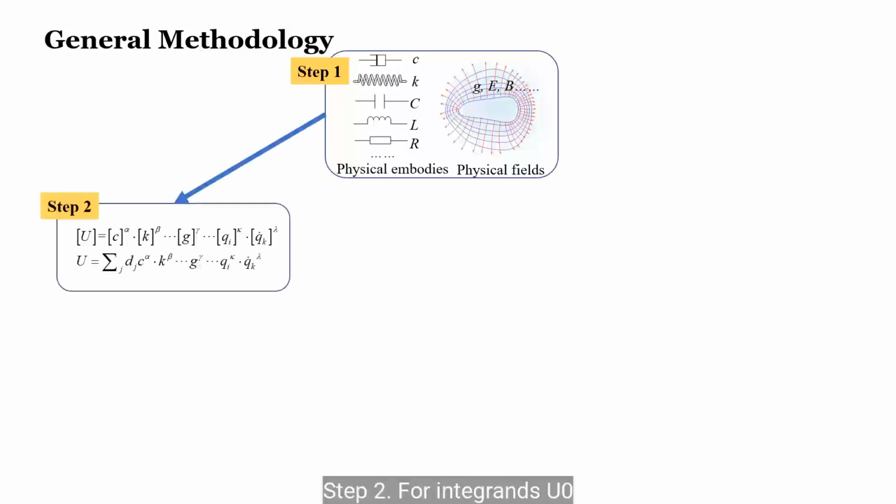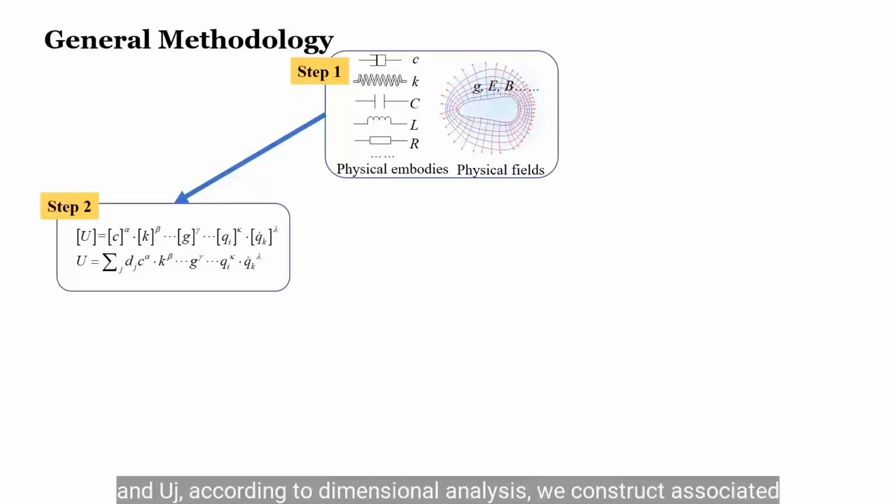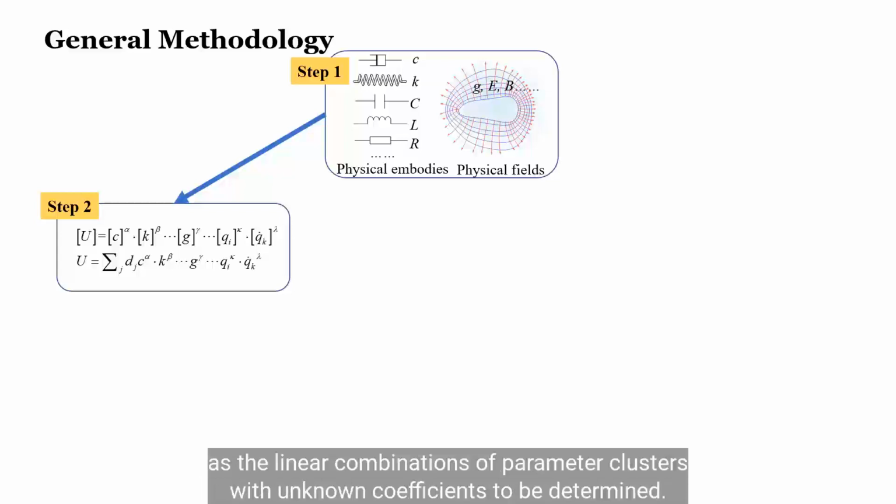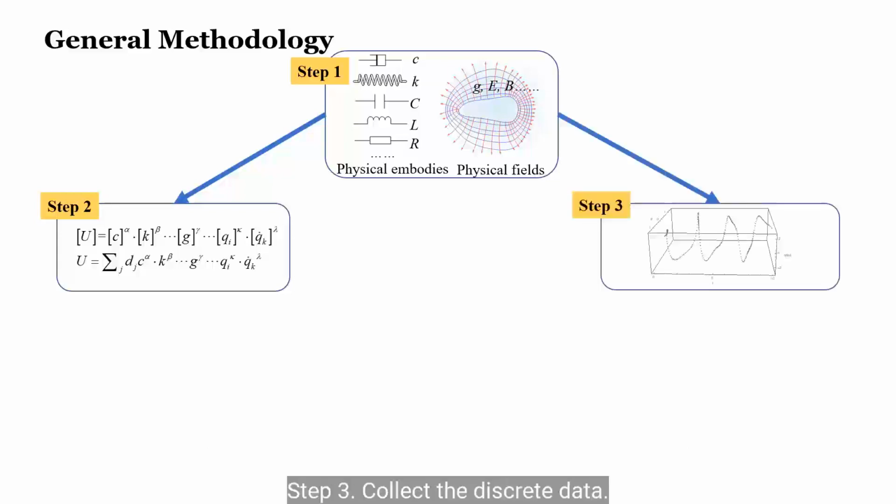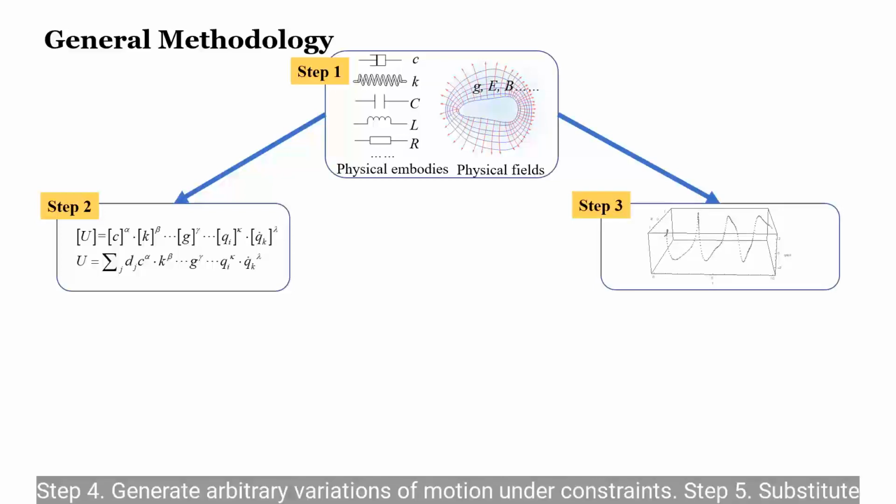Step 2. For integrands U0 and Uj, according to dimensional analysis, we construct associated parameter clusters constituted by system attributes, constant motion, and its derivative, and then express the integrands as linear combinations of parameter clusters, with unknown coefficients to be determined. Step 3. Collect the discrete data. Step 4. Generate arbitrary variations of motion under constraints.